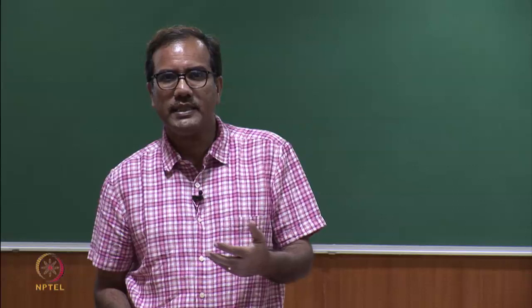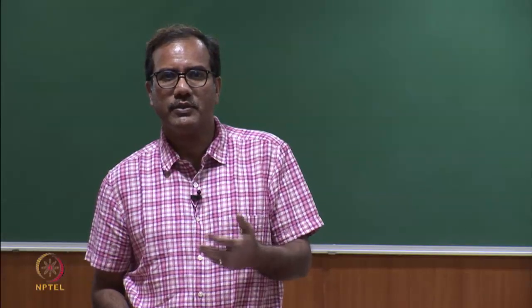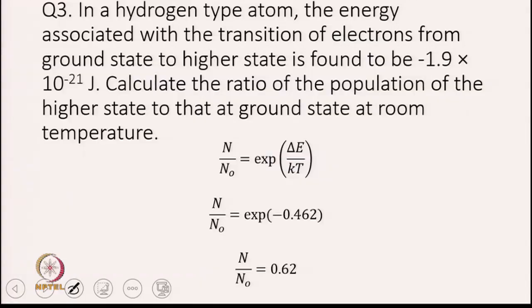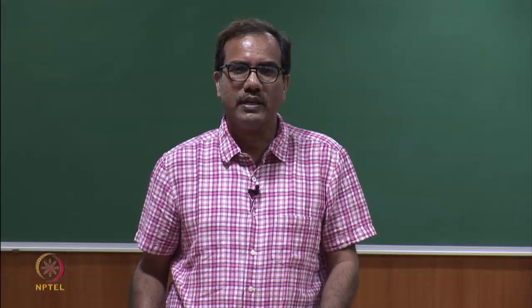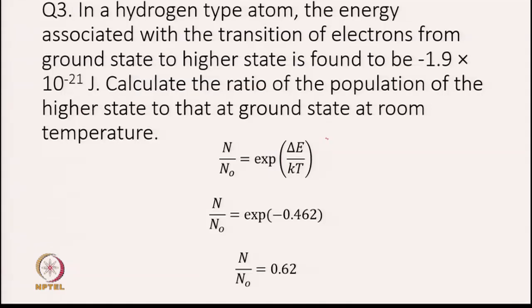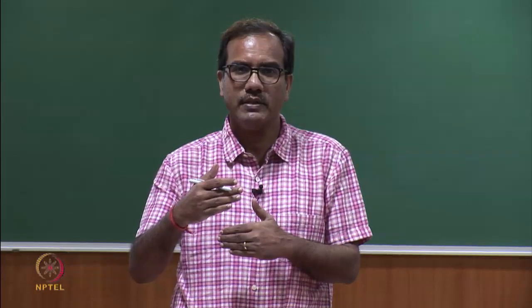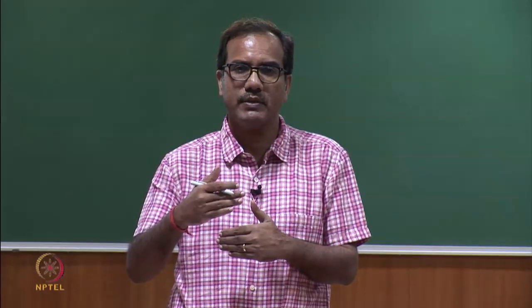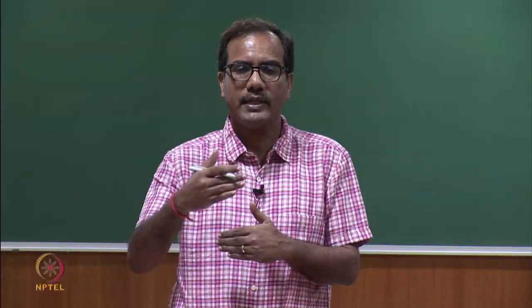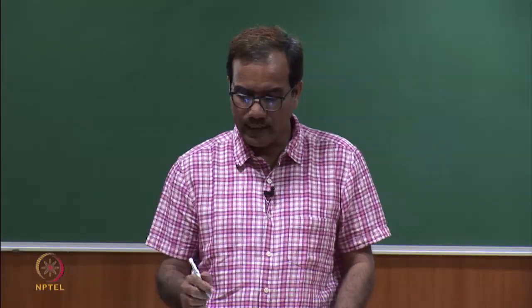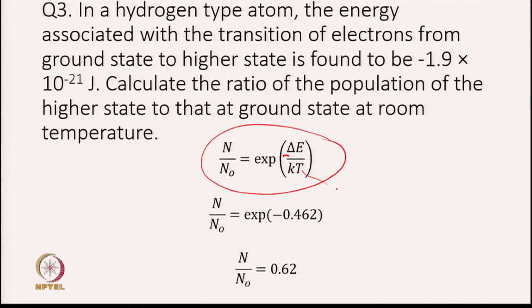Now, the next question: delta E is given, and you need to calculate the ratio of population at room temperature, between the higher state and the ground state, and that can be calculated using your Boltzmann distribution law, which is given by this equation, n by n naught is equal to exponential minus delta E. So, just make this correction, minus delta E by k T, where delta E is the difference between 2 energy levels. So, basically you are looking at the difference between the ground energy state and the higher excited state. T is the temperature, which is in this case room temperature. So, let us take 298 K, and k is the Boltzmann constant here.